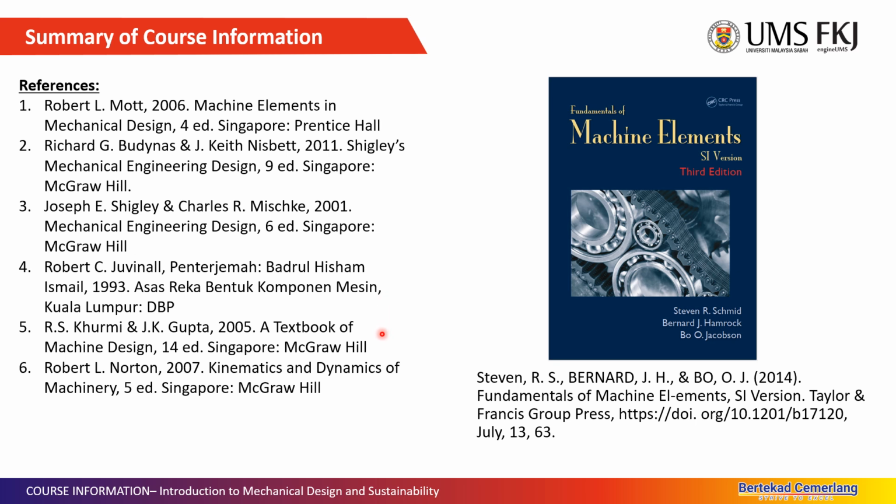And the fifth one is by R.S. Khurmi and J.K. Gupta, A Textbook of Machine Design, 14th edition. And the sixth one, Robert L. Norton, Kinematics and Dynamics of Machinery. For the textbook, we will use this book, Fundamentals of Machine Elements, SI version, 3rd edition, by CRC Press. The publisher is the Taylor and Francis Group.